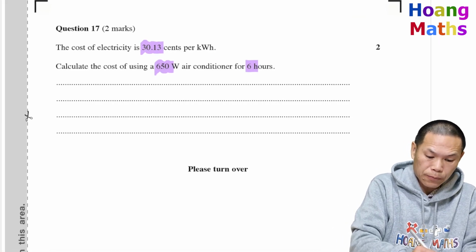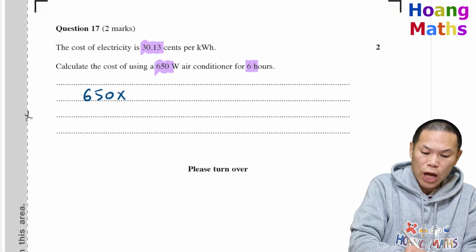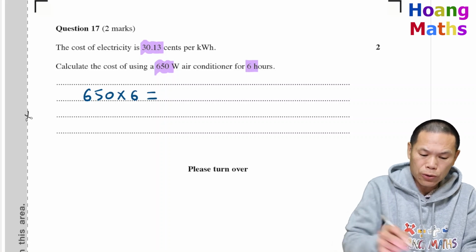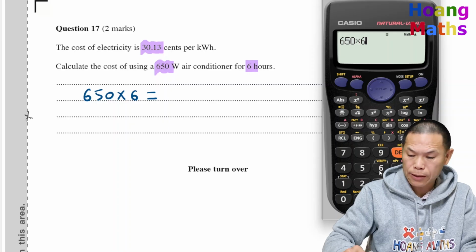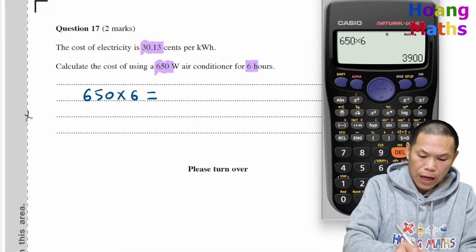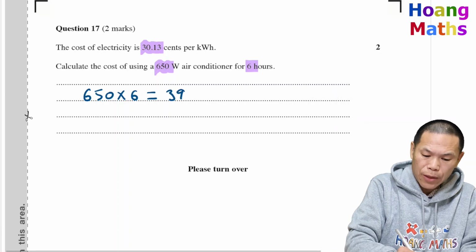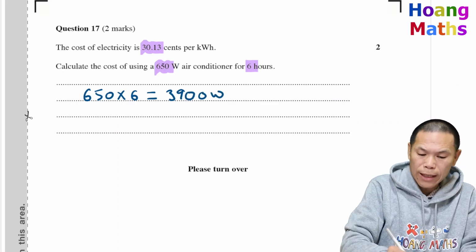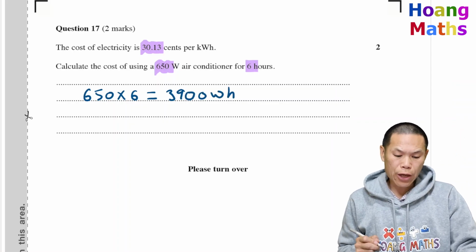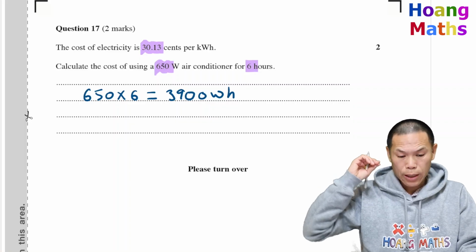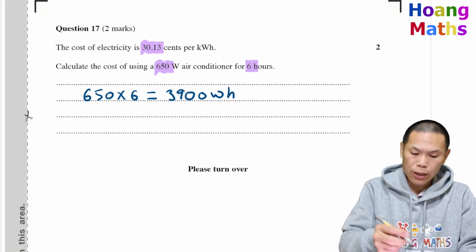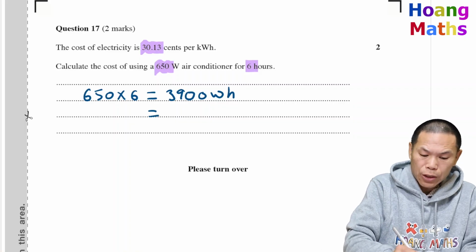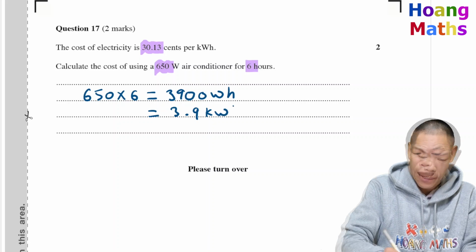650 times 6 is equal to 3,900. So 3,900 watt hours. Then we need to convert to kilowatt hours because the cost is 30.13 cents per kilowatt hour. So if I divide by 1,000, that is equal to 3.9 kilowatt hours.